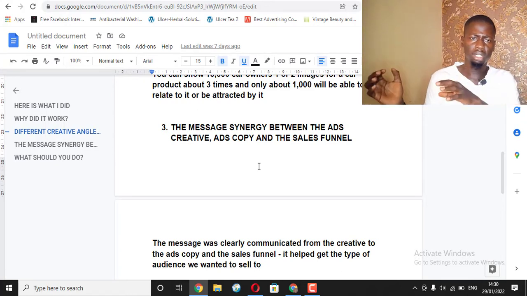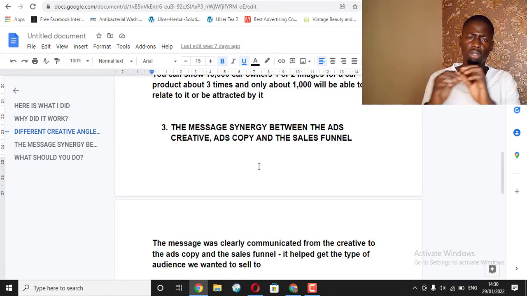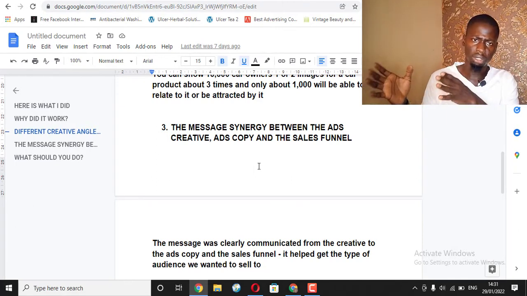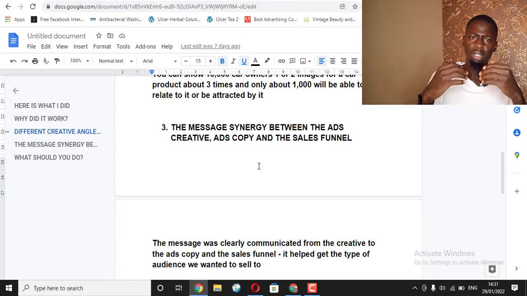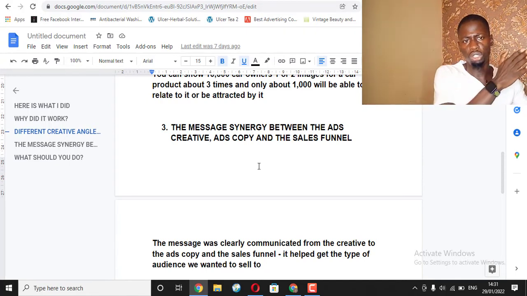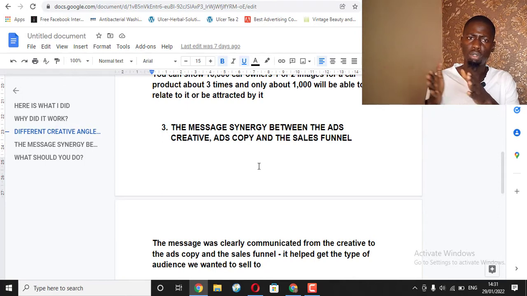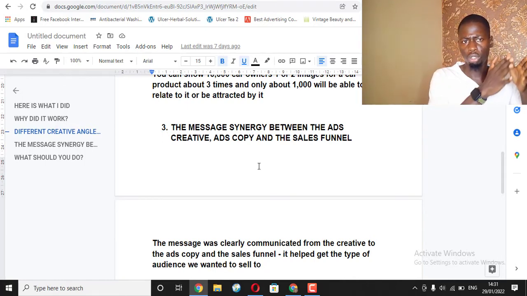This is about the kind of message you pass out. If the message from your ads creative doesn't resonate with your ads copy, and doesn't resonate with your sales page or landing page, it's definitely going to confuse your audience, and a confused customer is not going to buy anything at all. I don't know if you understand that. Nobody who is confused is going to buy anything from you. So you want to make sure you pass the right message. The message in your ads copy should synchronize with, or be relatable to, what you have on your sales page.